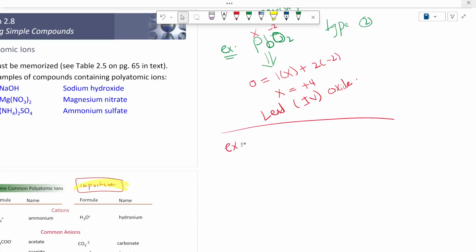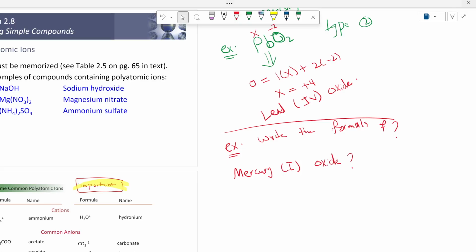Another example. This time, I will give you the name and ask you to write the formula. So here, write the formula of, let's say, mercury 1 oxide.